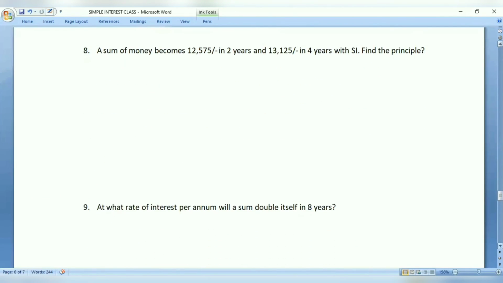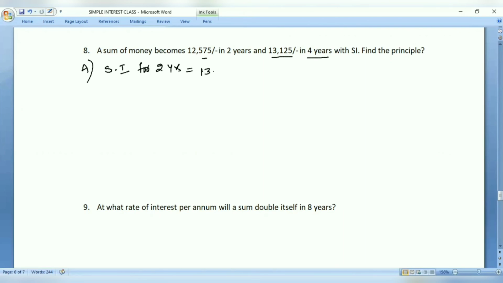So see this question. A sum of money becomes 12,575 in 2 years and 13,125 rupees in 4 years. Find what is the principal. Okay. Now to solve this particular question, the first thing that we need to understand is what is the interest that has been earned for 2 years. How do we get it? We know for 4 years some amount is there. For 2 years, some amount is there.